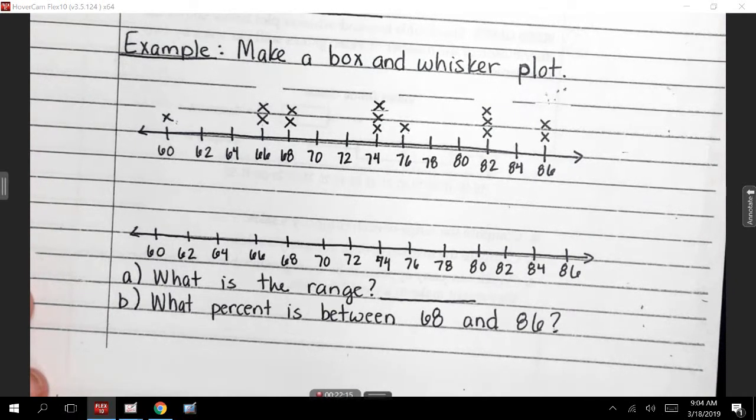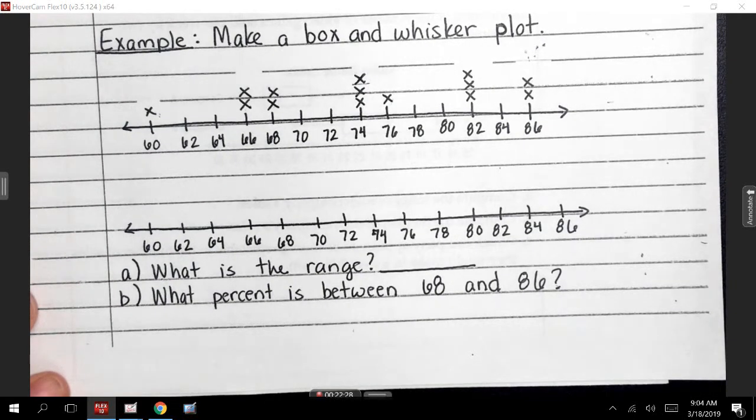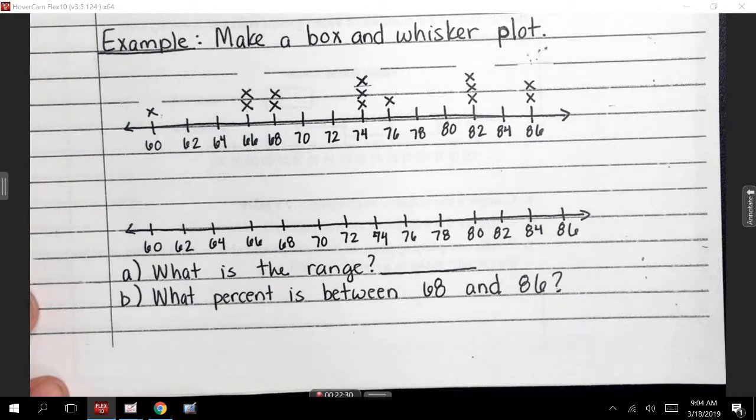We do need to find the median in those things, but before I can do that, what do I need to do? Before I can just start finding stuff, Chandler? Put them in least to greatest. I need to put them in order from least to greatest. So what number am I going to start with here, Luke? You're going to start with 60.